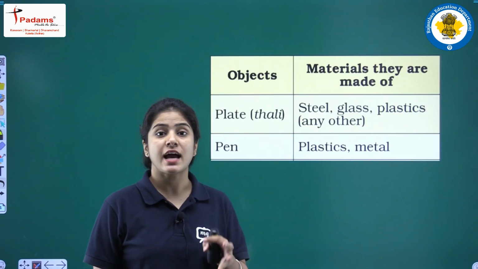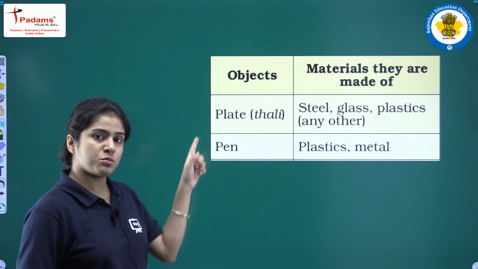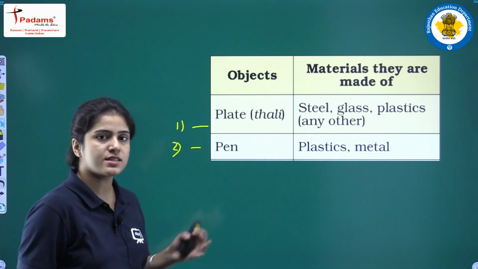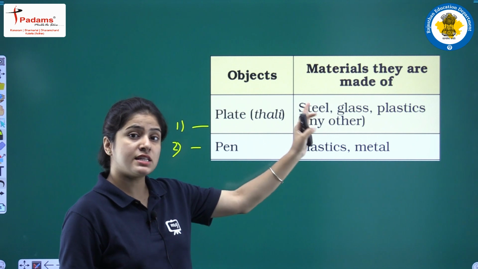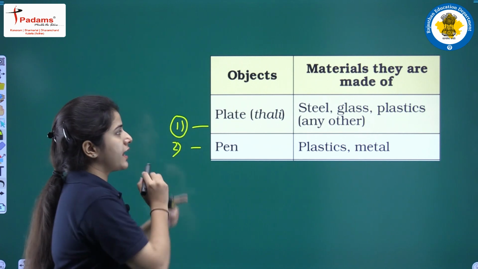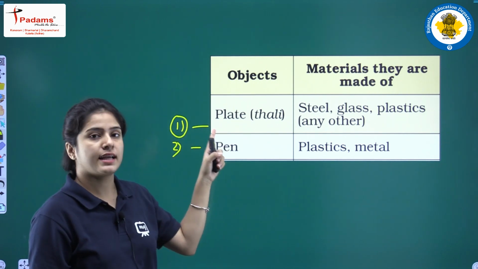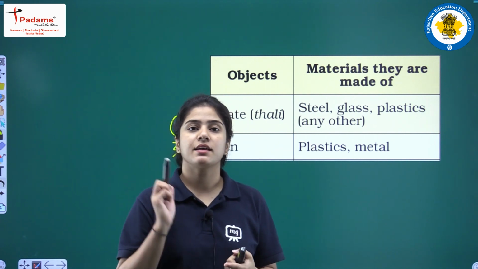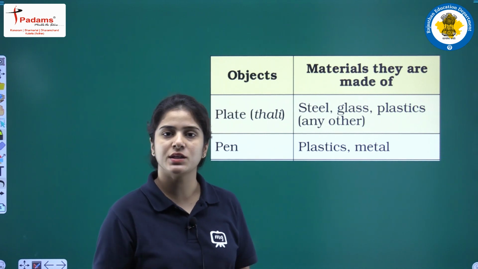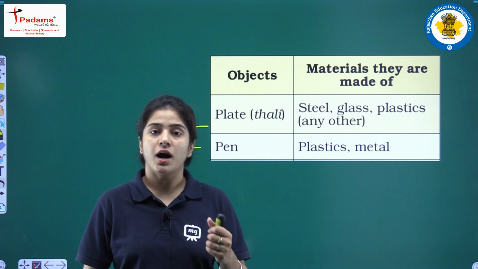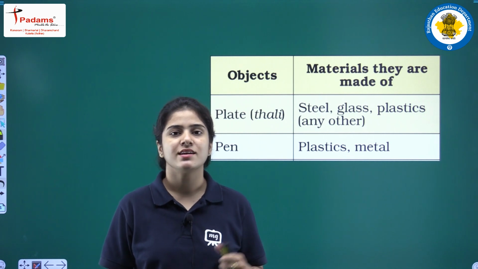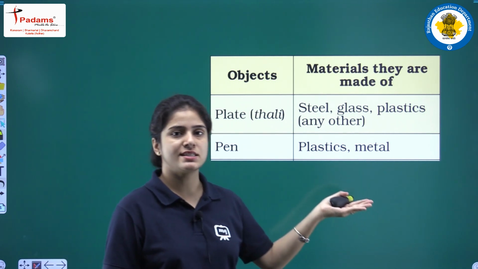Alright students, just have a look at the chart. This is saying the object. These are the two objects, number 1 object, number 2 object. In this particular column you are given the materials they are made up of. A plate can be made from plastic, it can be made from steel, it can be made from glass. And second, a pen. A pen can be made from metal and a pen can be made from plastics. So this was all about objects and the materials they are made up of.